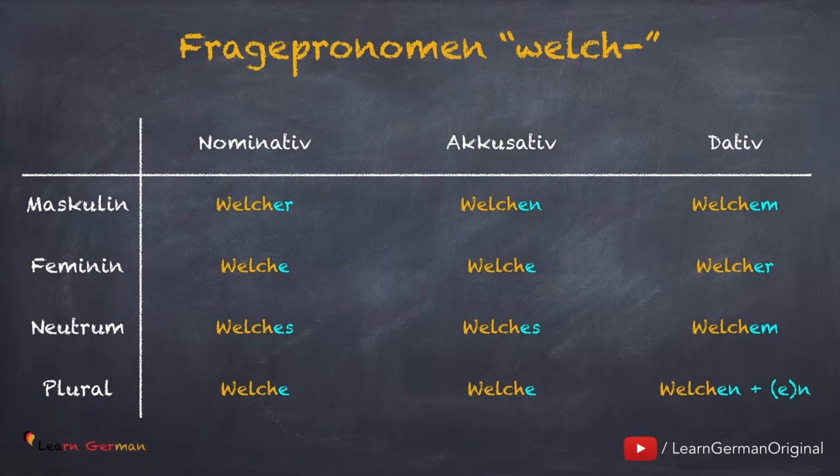For feminine, im Nominativ und Akkusativ welche, im Dativ welcher. Für Neutrum, im Nominativ und Akkusativ welches, im Dativ welchem. For plural, im Nominativ und Akkusativ welche, im Dativ welchen, plus the ending en or n.